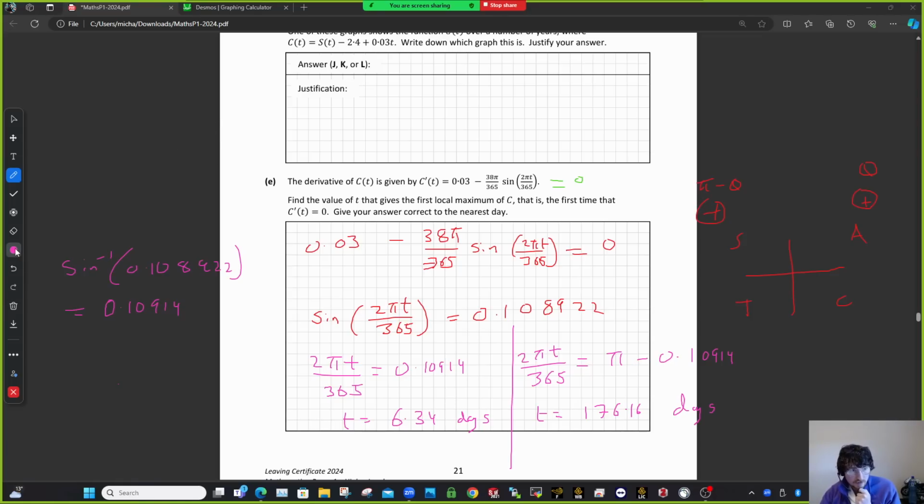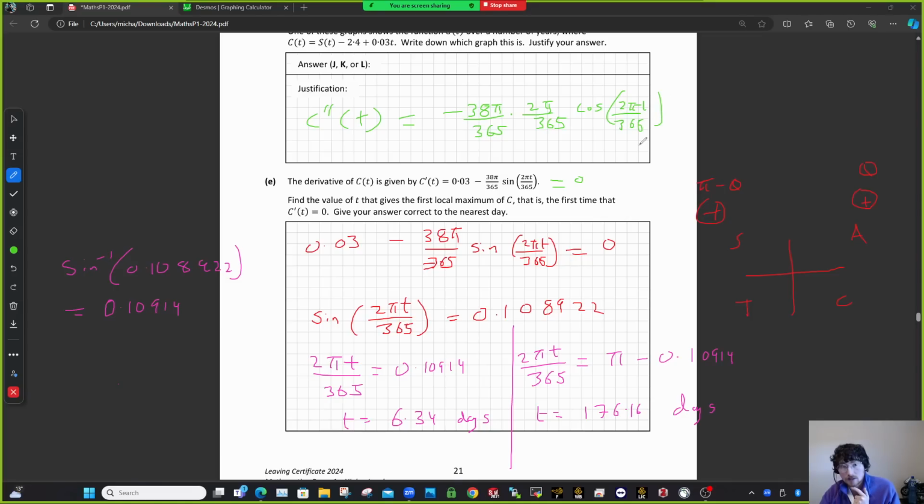To know which one is the min or the max, you need to do a second derivative test. C dash t, you work it out. I have it worked out here, it's a messy thing. Minus 38 pi over 365. You take a derivative of that, sine becomes cos, and that's multiplied by 2 pi over 365. And then it becomes cos 2 pi t over 365.